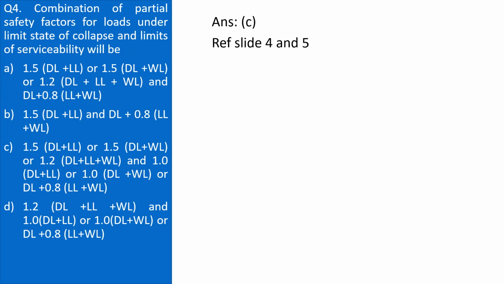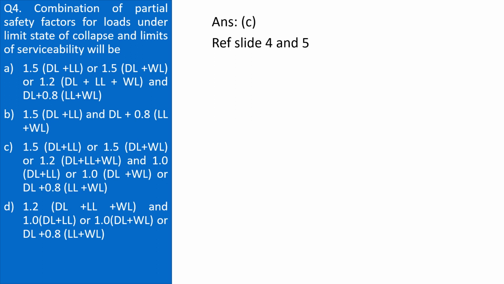Fourth question. Combination of partial safety factors for loads under limit state of collapse and limit state of serviceability will be. Here different kinds of options are given. Please read the options carefully and answer the question. After reading this, refer to slides 4 and 5 also, we have already discussed. Here C is the right answer. Option C is the right answer.